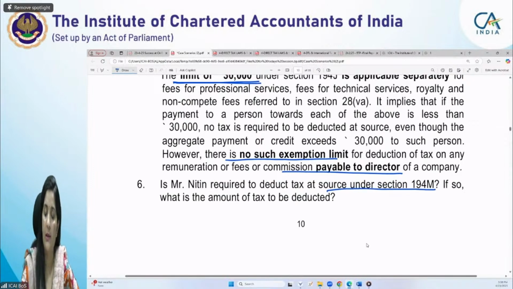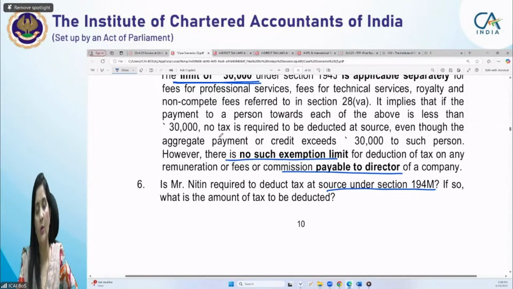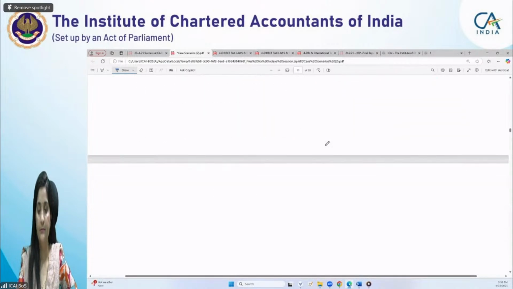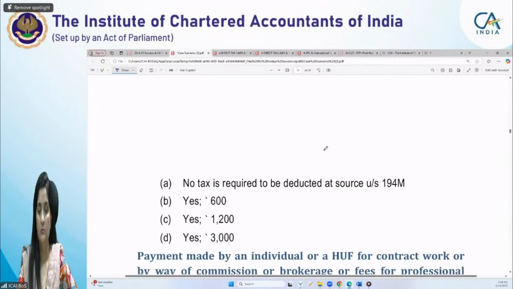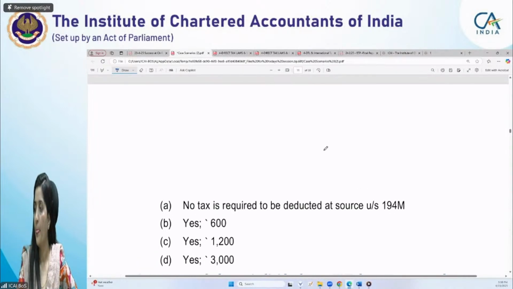194M, what is it saying? Is Mr. Nitin, if he is not required under 194J, required to deduct under section 194M in respect of your personal services? For the official services, you know it is required to be deducted under section 194J, but for the services which he has availed for residential purposes, whether the provisions of section 194M are applicable. You tell me. Would the provisions of 194M be applicable or not?